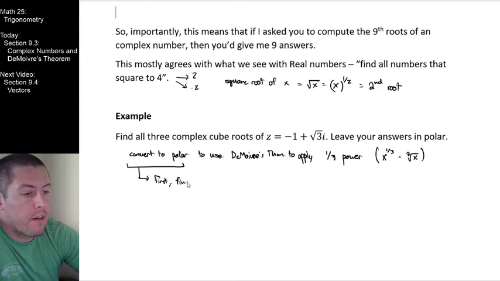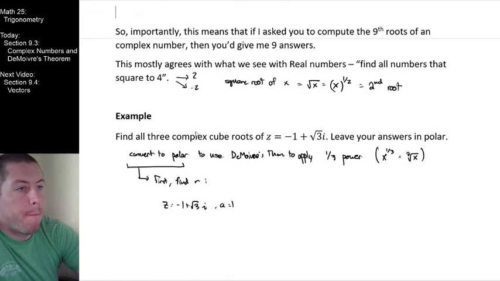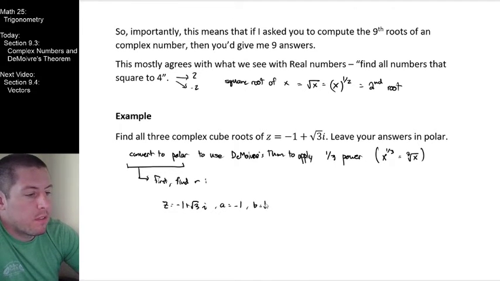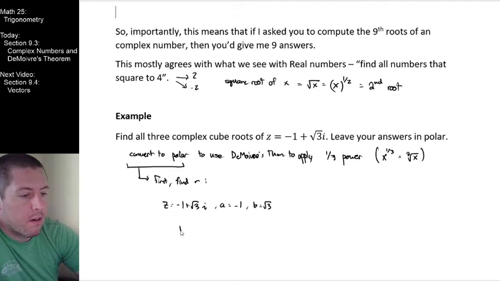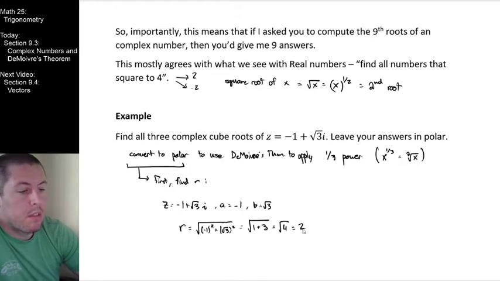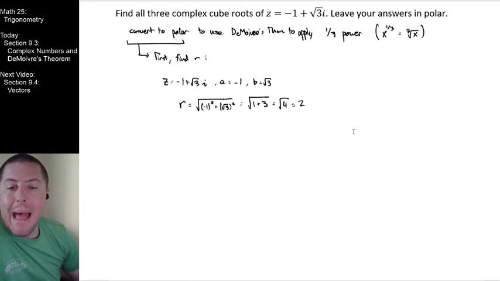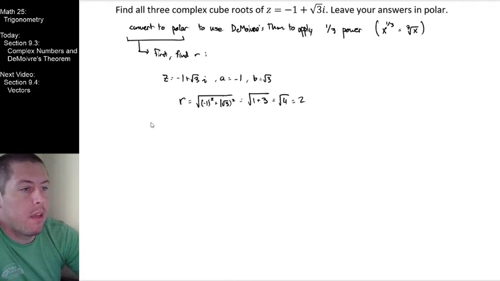first, let's go ahead and find r. z equals -1 plus √3i. So we have that a equals -1, b equals the square root of 3, and we can use our Pythagorean theorem to solve for r. So it looks like we found that our r term, our magnitude, our radius is going to be 2.